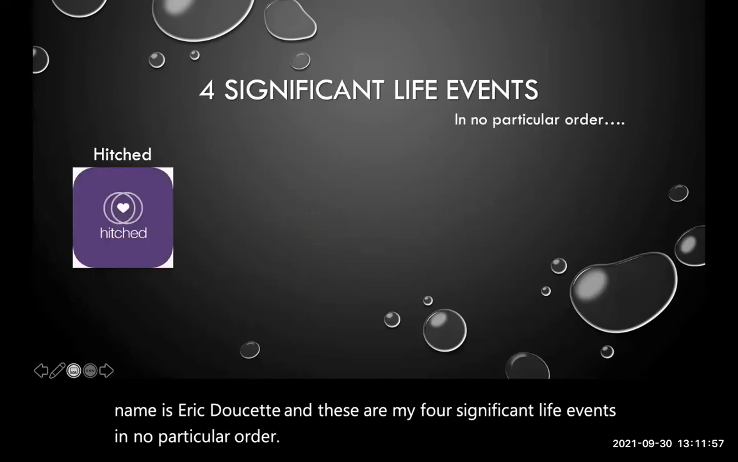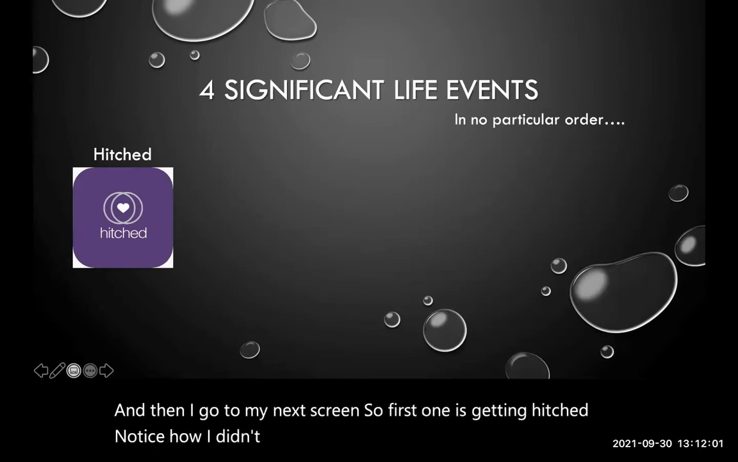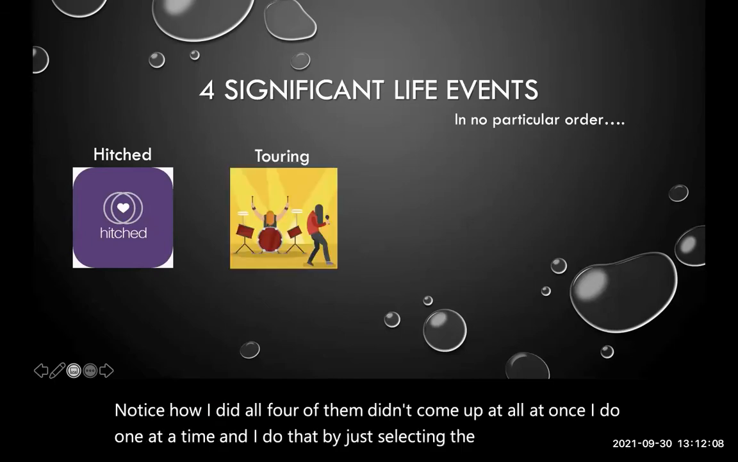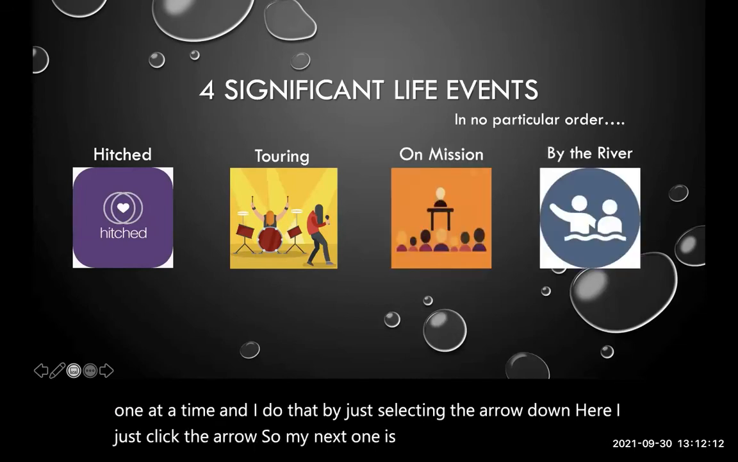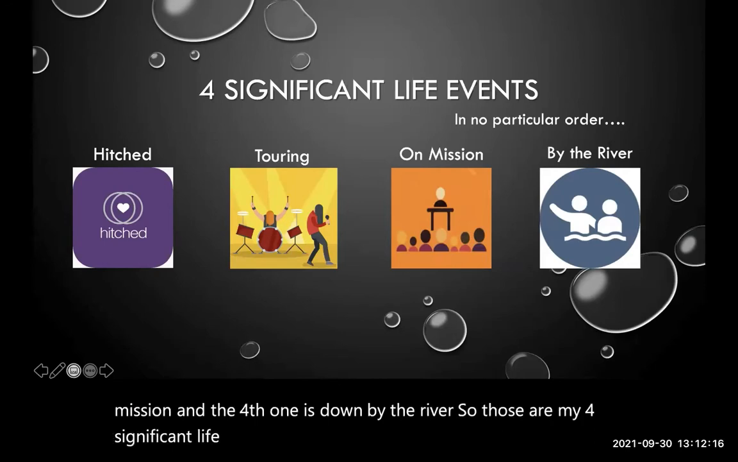And then I go to my next screen. So first one's getting hitched. Notice how all 4 of them didn't come up all at once. I do one at a time. And I do that by just selecting the arrow down here. I just click the arrow. So my next one is touring. Third one is On Mission. And the 4th one is Down by the River. So those are my 4 significant life events I'll be talking about with you today.